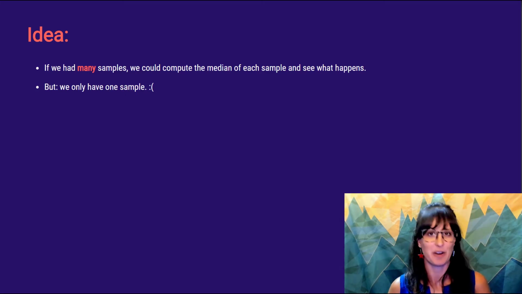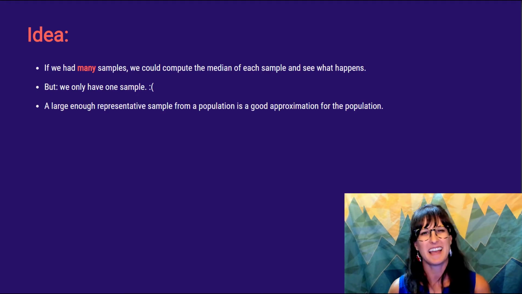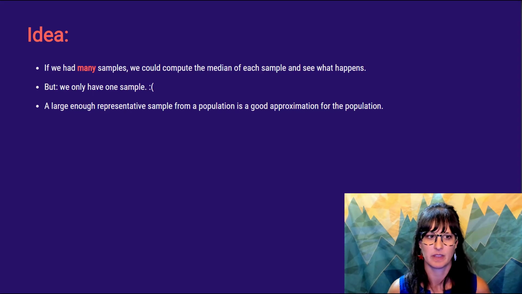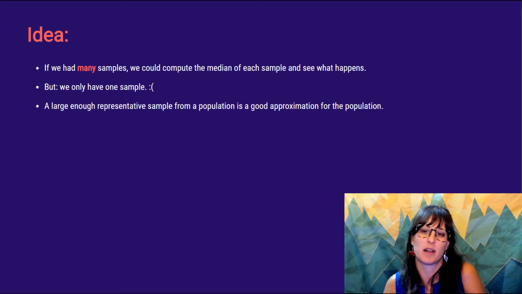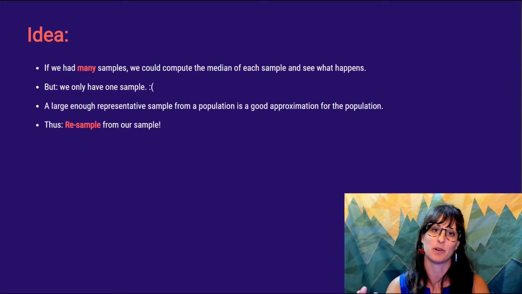But we don't have a whole bunch of samples. We only have one sample. So what are we going to do? Well, we can kind of say to ourselves, look, a large enough representative sample from a population, so if the sample is taken in a good way from the population you're interested in, kind of looks like a population itself. That kind of looks like maybe it's a good approximation for the whole population, especially if it's a big sample. So what if we just resample from our sample?